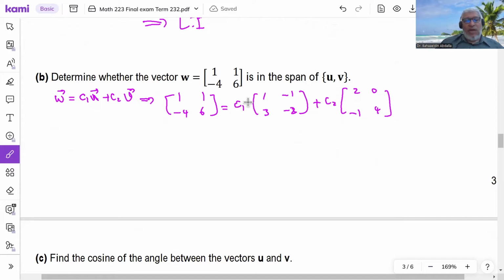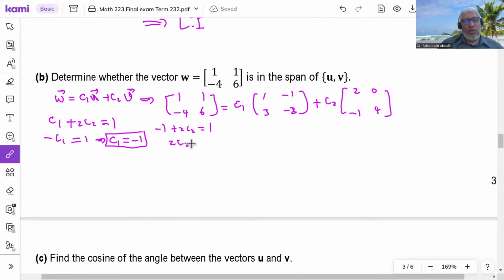Let us solve. I have a system: c1 plus 2c2 is equal to 1. And negative c1 plus 0c2 is equal to 1. So from here, c1 is negative 1. And from here, negative 1 plus 2c2 is 1. 2c2 would be 2, c2 is 1.